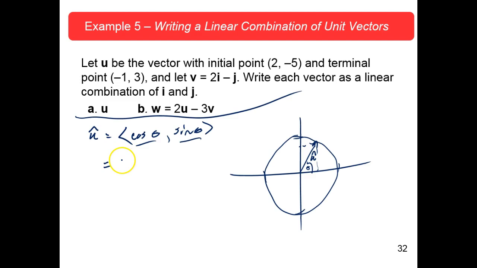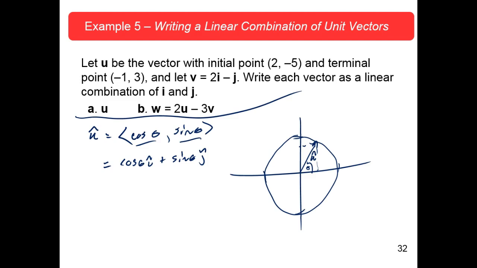Anybody? Linear combination of i and j. Cosine theta i plus sine theta j. Even though those aren't numbers, it works for this because of that relationship. Okay? So that's how we write that. That's the unit vector u.